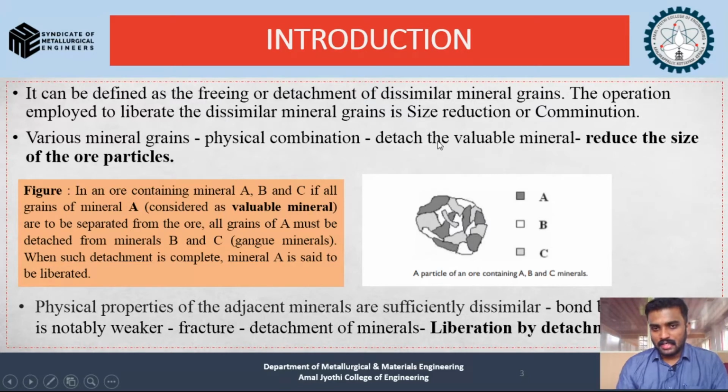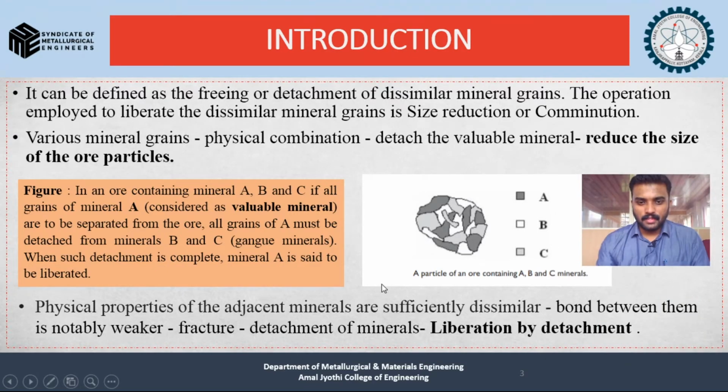In order to detach the valuable mineral, what is the main objective for us? Reduce the size of the ore particles. So in order to extract a valuable mineral from this particular ore, we have to reduce the size of the ore particle. That is our first objective.